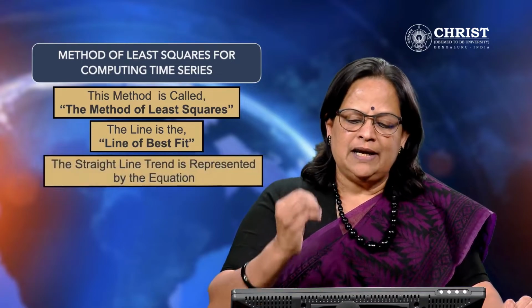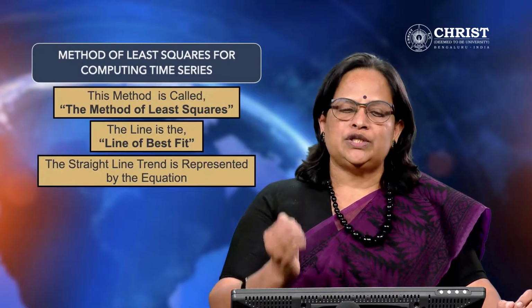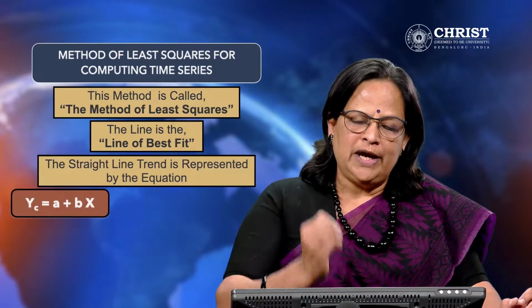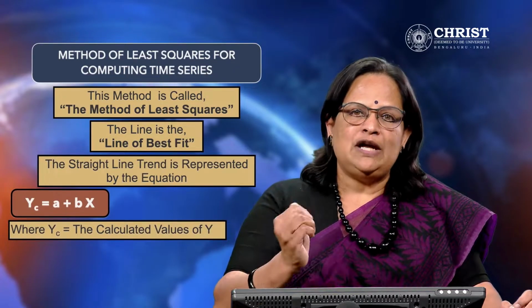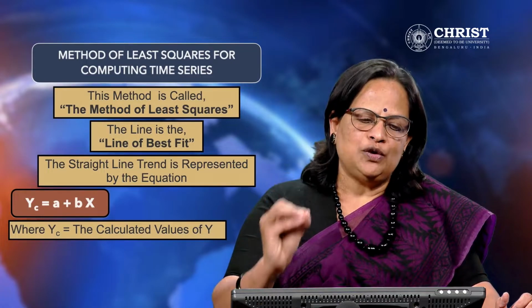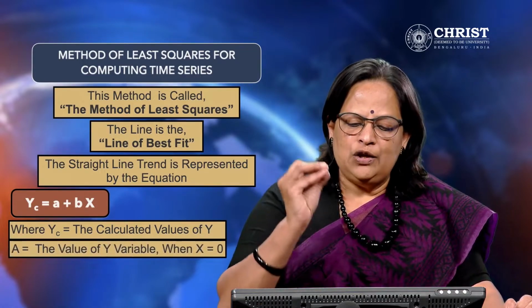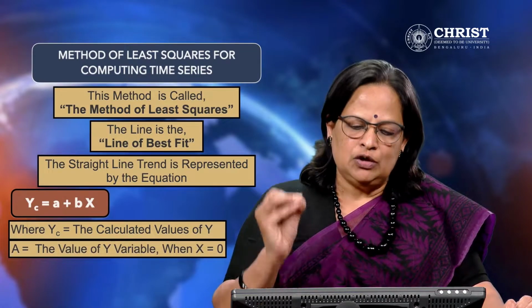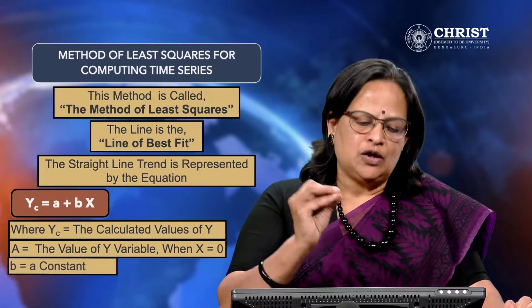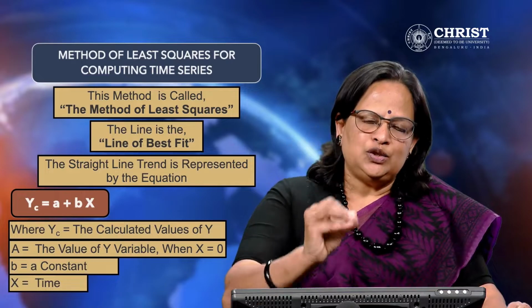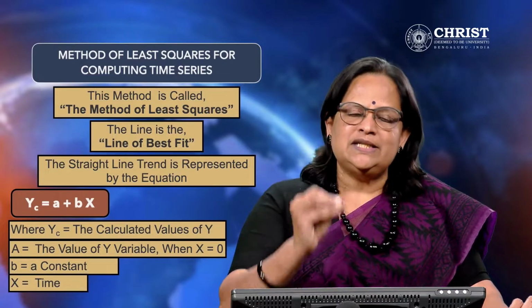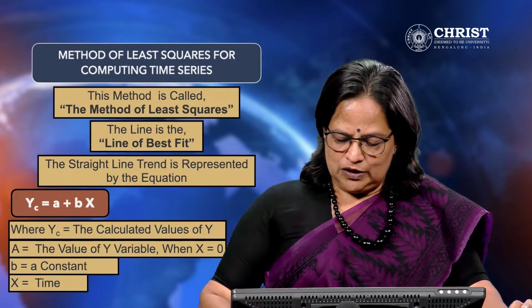Now the straight line trend is represented by the equation YC is equal to A plus BX, where YC are the calculated values of Y or the trend values for Y, and A is the value of Y variable when X is equal to 0, and B is a constant and X will be the time, meaning the years. 2000, 2001, whatever the years given in the question will be the X values.